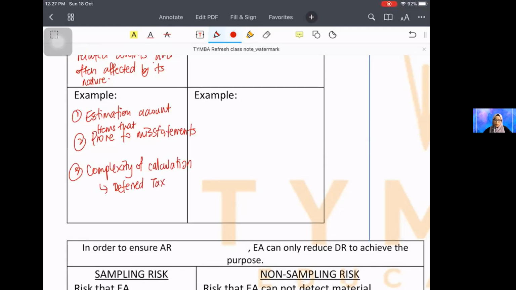Okay, come back to number 2, items that are prone to misstatement. When we first read the scenario in our final questions, we have to first identify the nature of the business. Why do we need to identify the nature of the business? Because we want to understand what the business looks like. Is it a retail company? Is it a service company? Is it an airline company? Because these three businesses have different risks.